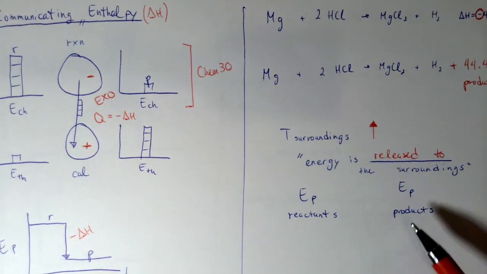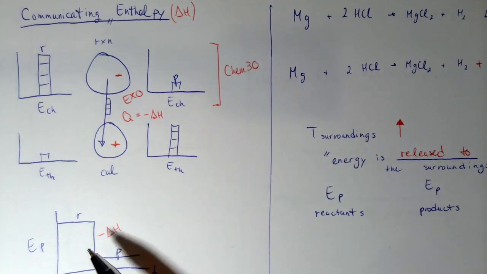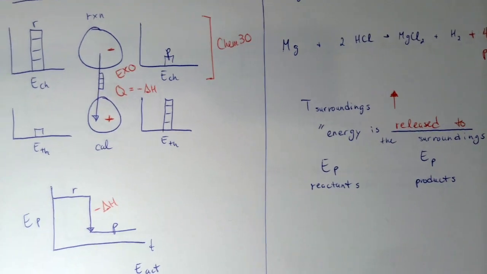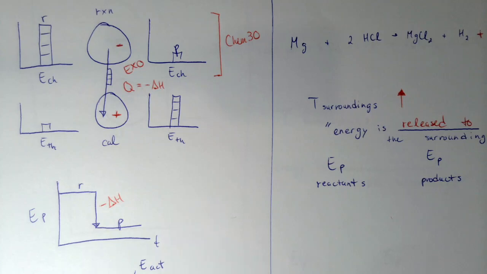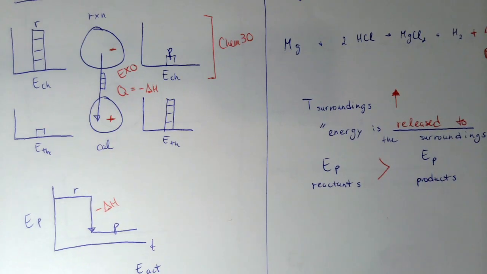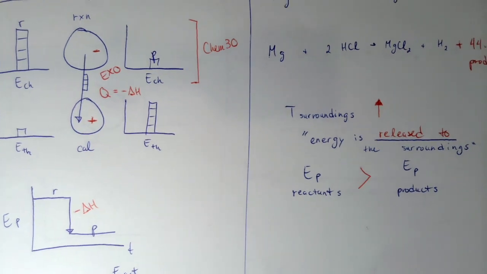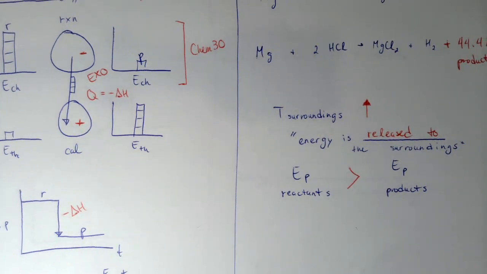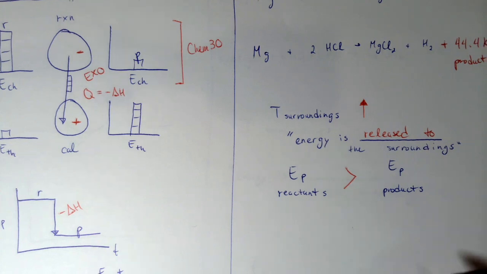And then finally, the potential energy. So this is just comparing the potential energy of the reactants and the products. I like to draw this out whenever I'm dealing with it so I can decide. But you can see the potential energy of the reactants is greater than the potential energy of the products. And it's that change of energy that causes that energy to be released or to be absorbed.